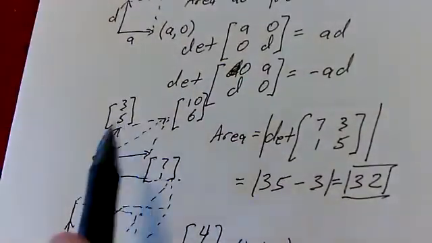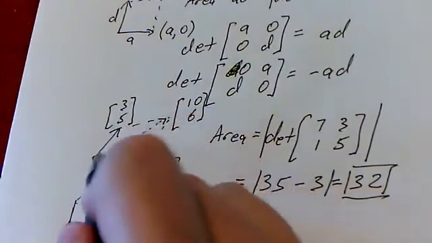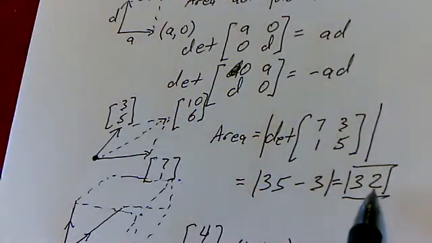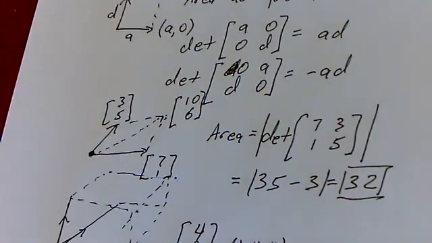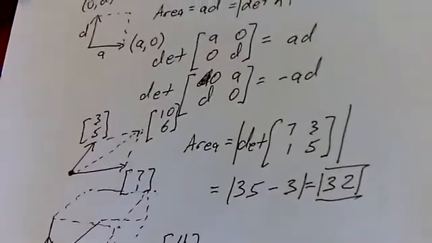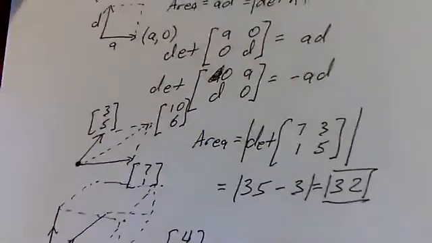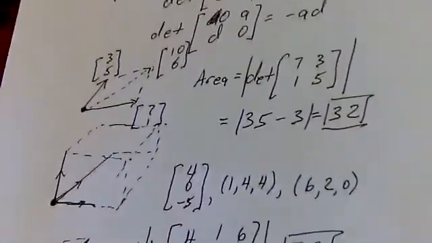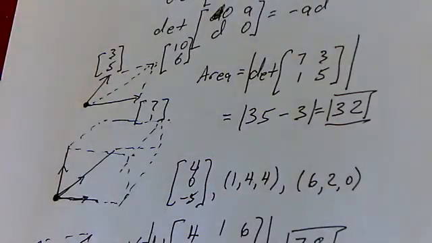If I go back to the one we did with 3, 5, and 7, 1, this upper part, once I do the determinant, I get 32. Half of it would be 16, the area of the triangle. So you can use halves to find the area of triangles as well, within the same concept of using determinants to find areas and volumes.